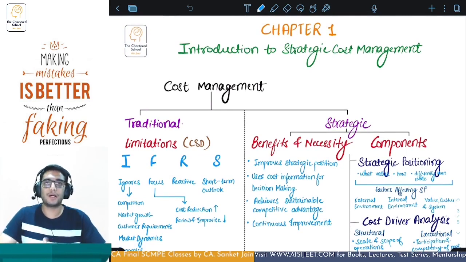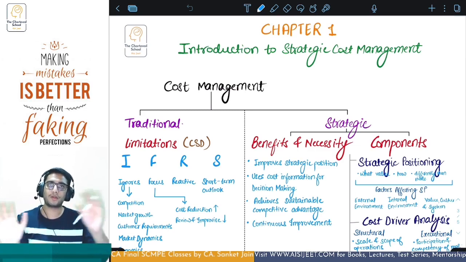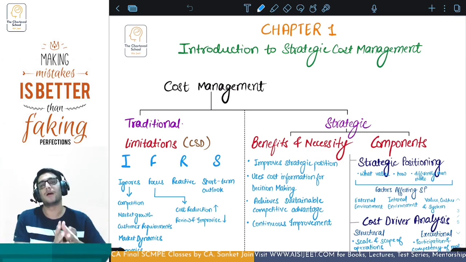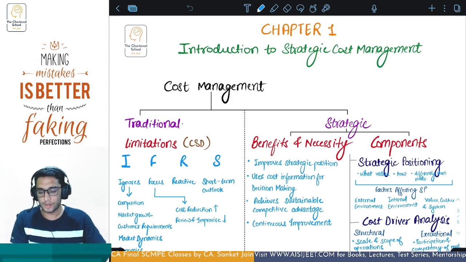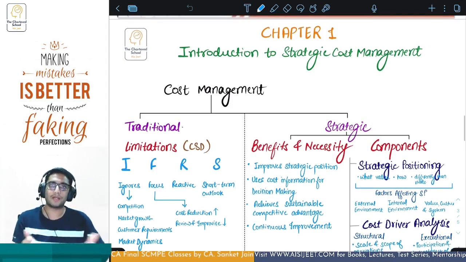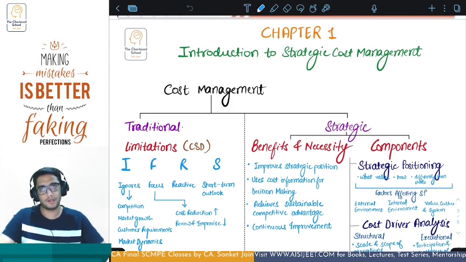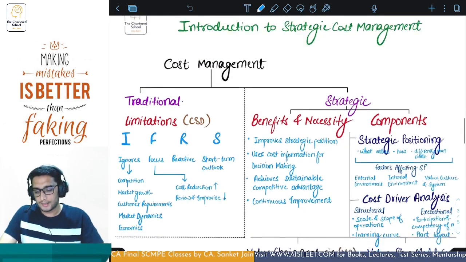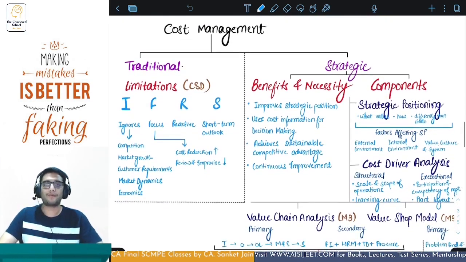These are handwritten charts for chapters, and in these charts we cover the theory portion of the chapters so that you get a one shot of all the concepts from this chapter in a single page, in a single chart. Chapter 1 is an introductory chapter. It introduces you to strategic cost management, which is half of the name of this subject. In this subject, we start with the introduction of cost management.